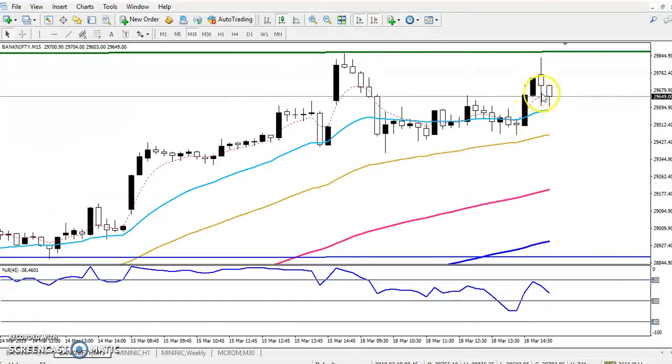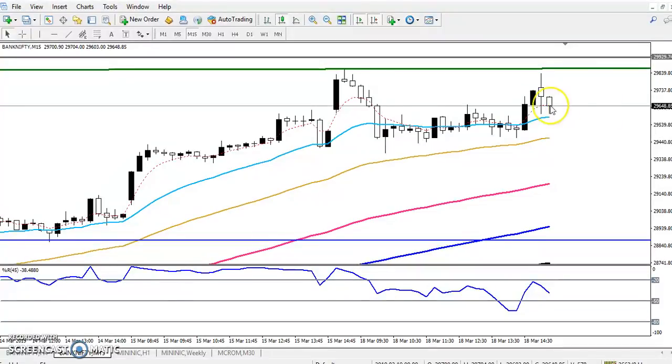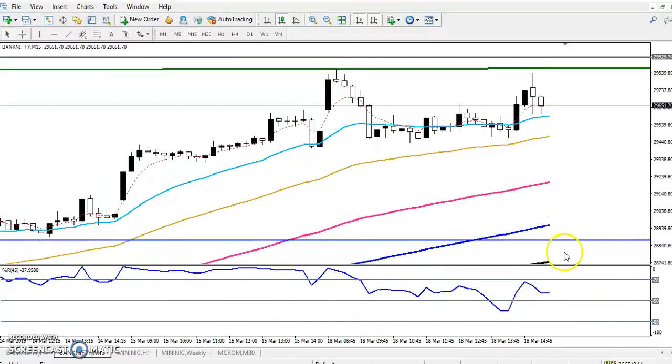I use the 5 moving average, right? If they cross this 20 moving average, start selling in Bank Nifty, right? Start short in Bank Nifty, keep your SL just below this previous high, and book your profit around the 200 moving average. It will be around 28,900, right?